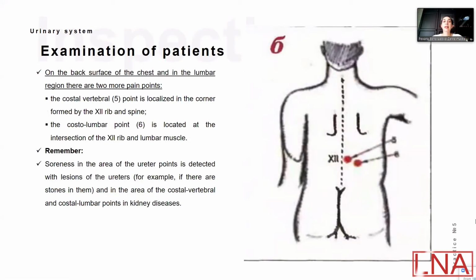From the back side of the chest, in the lumbar region, there are two more pain points. The costovertebral point is localized in the angle formed by the 12th rib and the spine, and the costolumbar point is located at the intersection of the 11th rib and the lumbar muscles. What we have to remember is that tenderness in the area of the ureteric points is detected with lesions of the ureters, for example when there are stones in them, and in the area of the costovertebral and costolumbar points with kidney disease.